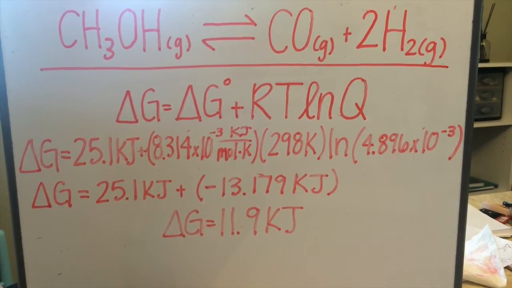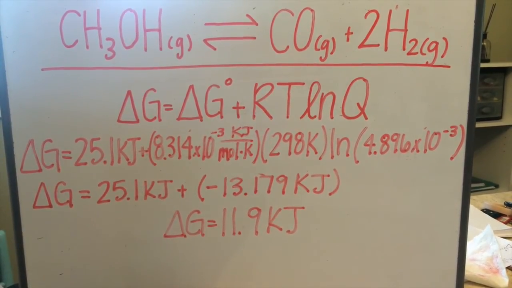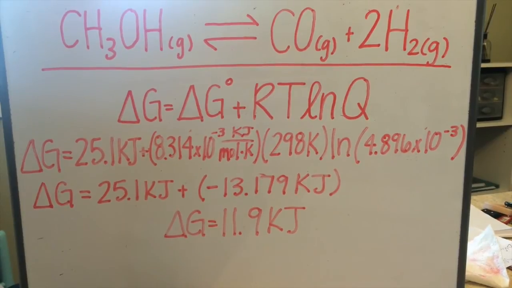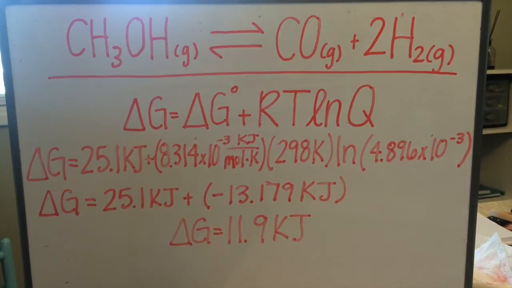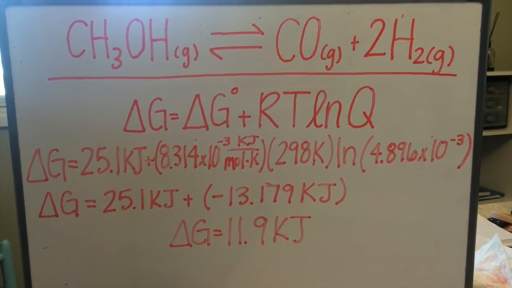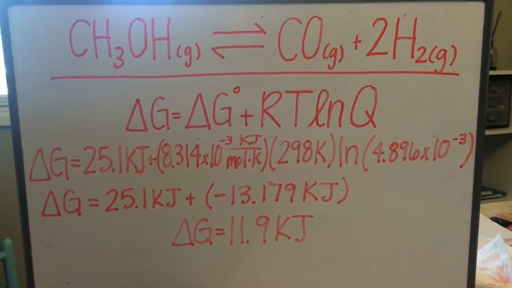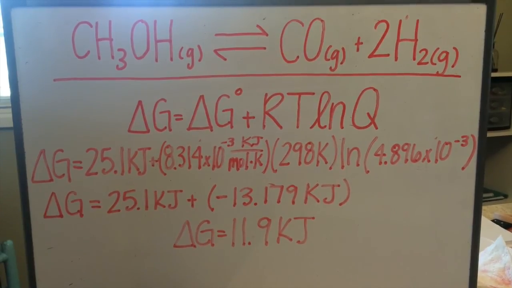Calculating this, we get delta G is equal to 25.1 kilojoules plus negative 13.179 kilojoules, which gives us our final answer, which is delta G at non-standard conditions is equal to 11.9 kilojoules. Always make sure you keep track of your significant figures.